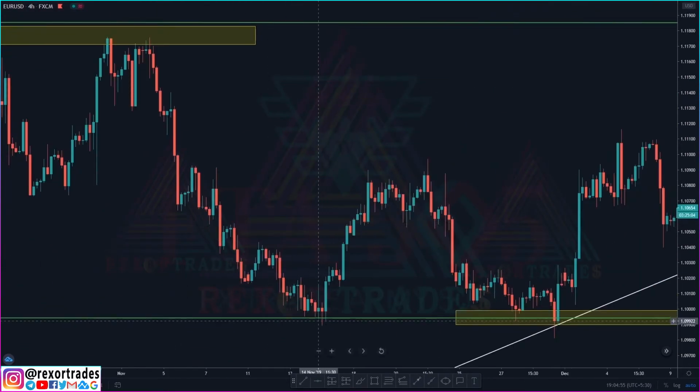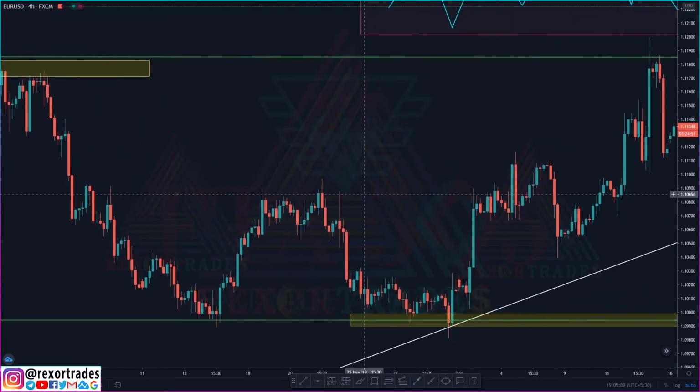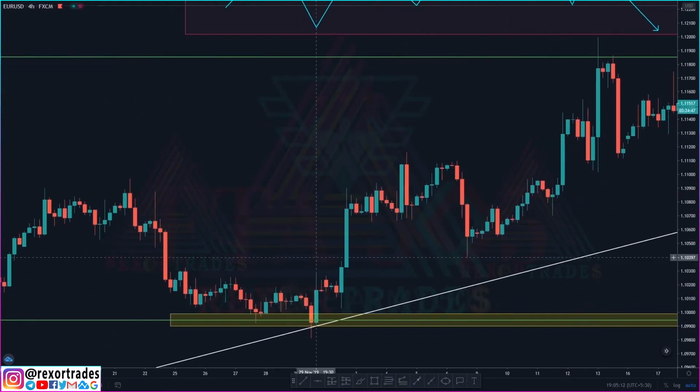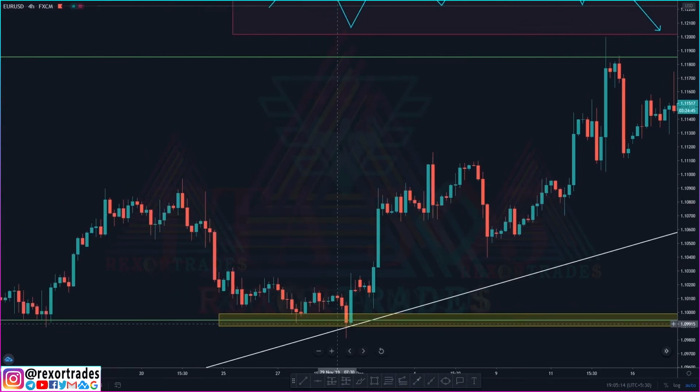And again, we can see such an example right here. Price retested our key level and then formed a bullish engulfing pattern and went up. Again, at this point, we can see price retested our key level and trend line and again formed a bullish engulfing pattern also.